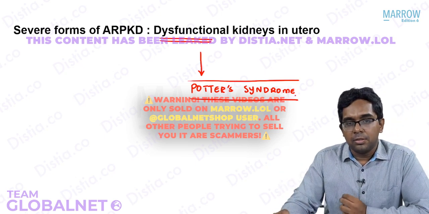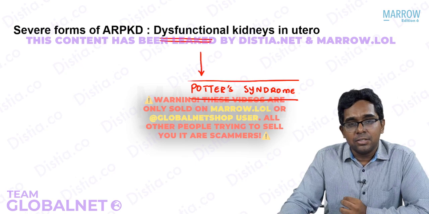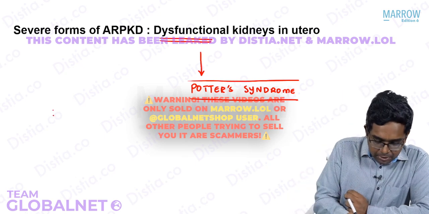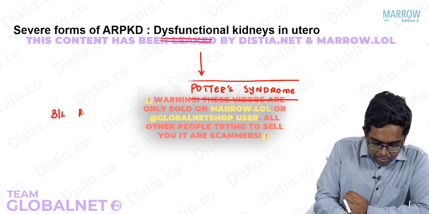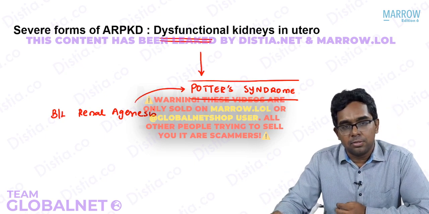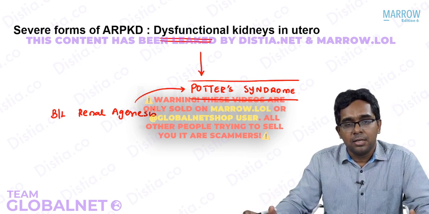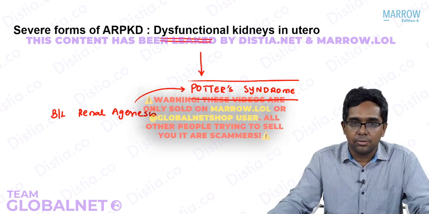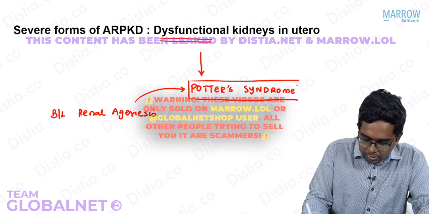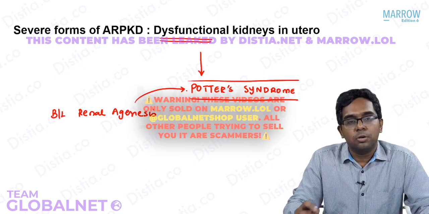Before going to this topic, you should also remember another anomaly can also result in Potter's syndrome, and that is bilateral renal agenesis. Why? Because in bilateral renal agenesis also, the kidneys are not functioning, so the problems will start in utero itself. So what is this Potter's syndrome, which we are going to discuss in detail?